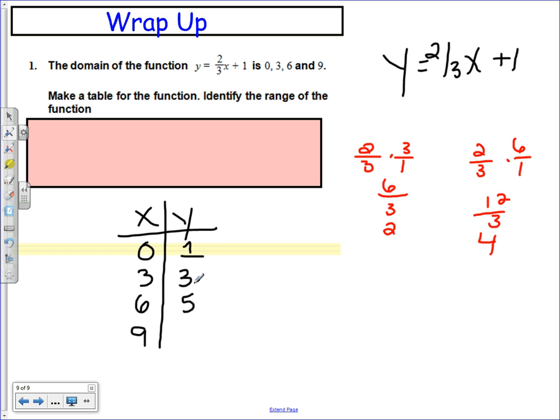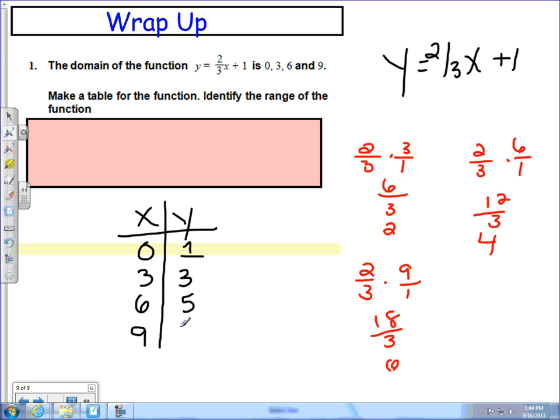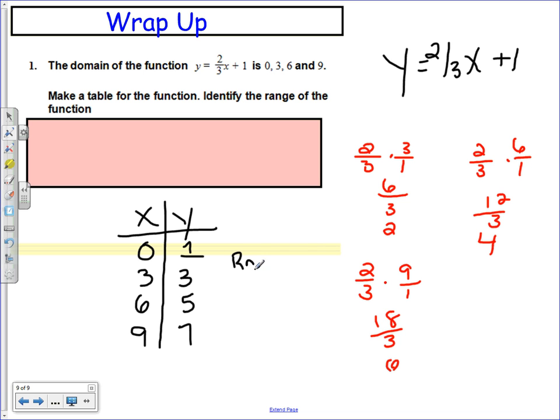Now at this point, some people are starting to see a pattern, but if you don't see that pattern, let's do math one more time here. 2/3 times 9 over 1, 18 over 3, 6, and 6 plus 1 would give us 7. So identifying the range, we're going to write the word range, and we're going to list those numbers, 1, 3, 5, and 7. So looks like we've mastered hopefully today's objective, which is representing functions as rules and tables.